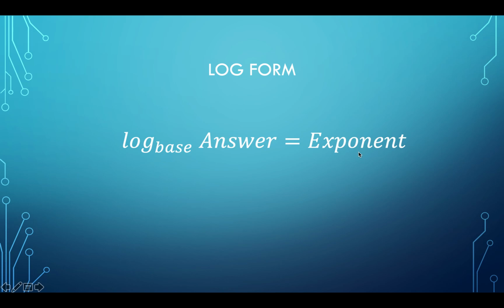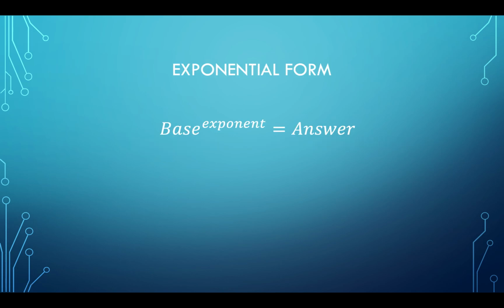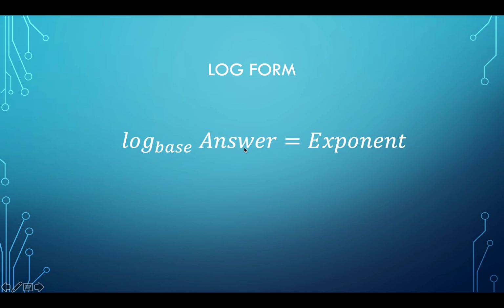Where we get this comes from our exponential form. Our exponential form tells us base raised to the exponent is equal to our answer. So when we convert something to log form, we take our base, our exponent, and our answer, and just plug them in wherever you see each of those terms. Base goes down here, our exponent is right after the equal sign, and our answer is over here.